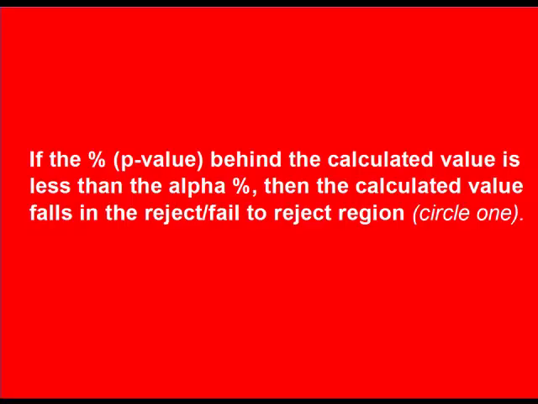So here's the big rule. If the percent, which is called the p-value, behind your calculated value towards your tail happens to be less than alpha, then the calculated value will fall in the rejection region every time. So you don't have to do calculated values anymore. Woo-hoo! If p is less than alpha, and this will be given from an Excel printout, if that's less than alpha, your calculated value would have to fall in the rejection region. Therefore, reject the null.